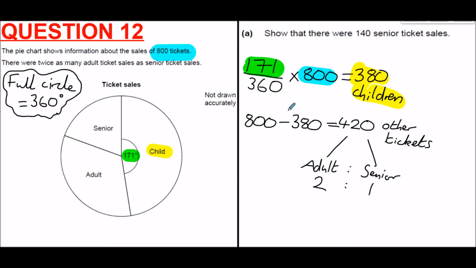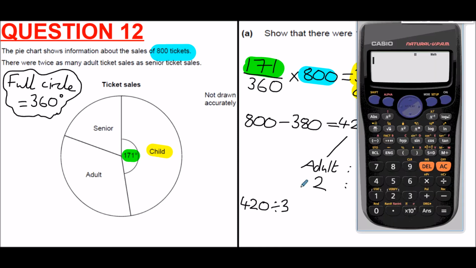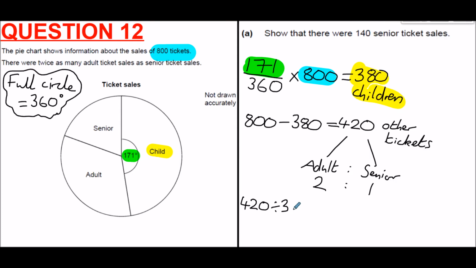And so we can split 420 into 3 pieces. 420 divided by 3 will equal 140. And so the number of senior tickets, we've got 1 lot of 140 senior tickets. Senior tickets, 1 times 140, which is obviously 140. 2 times 140 is 280. So 280 adults, 140 seniors, and 380 children would give you a total of 800. So that's how you could maybe double check your answer.